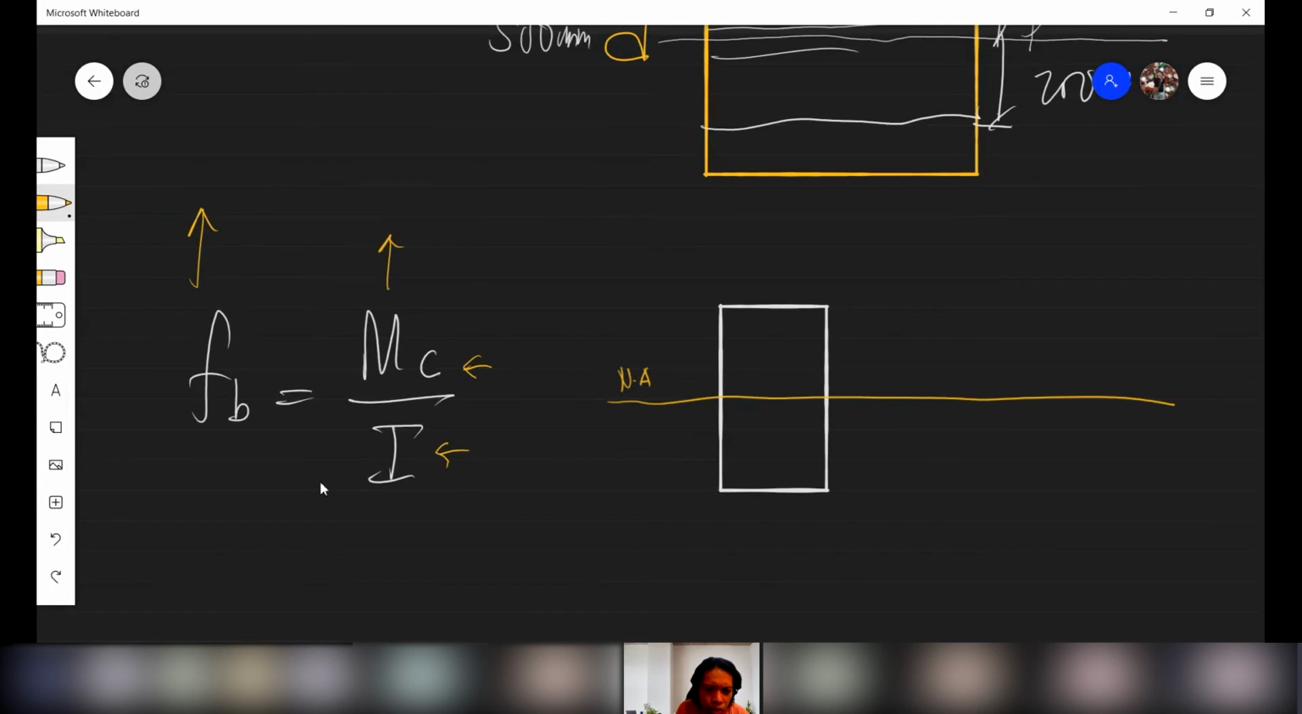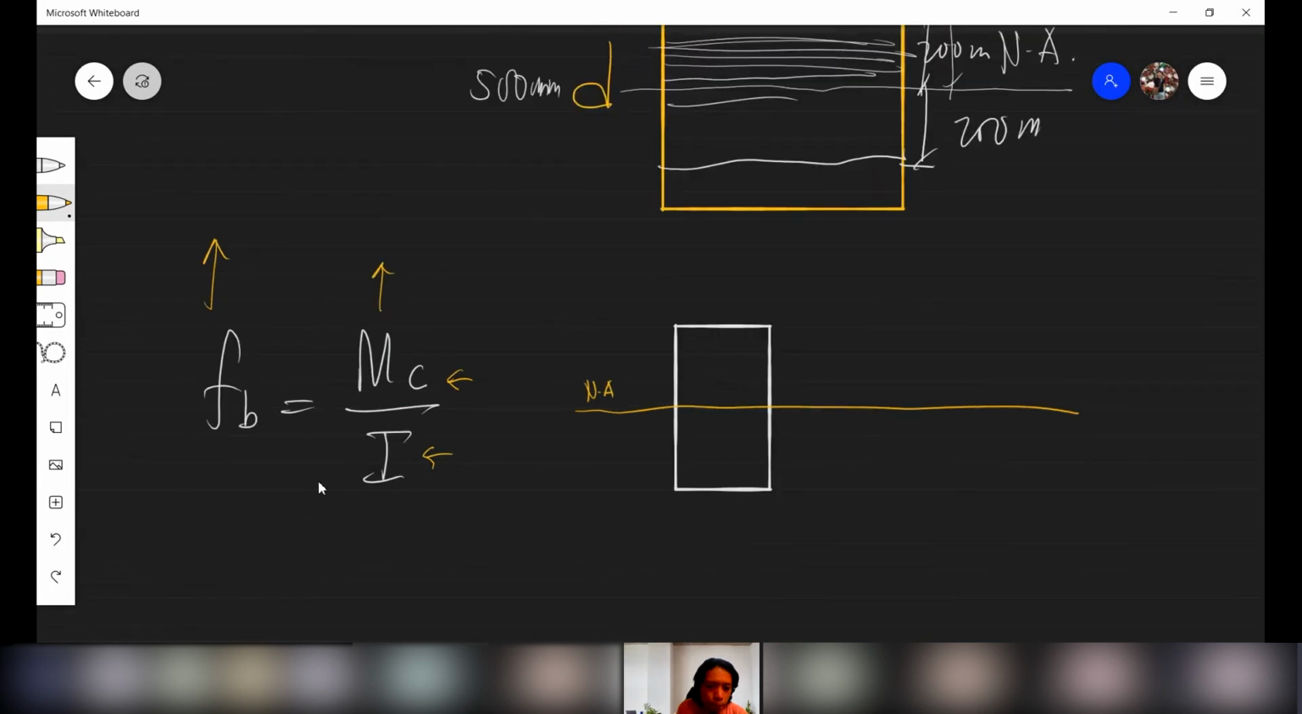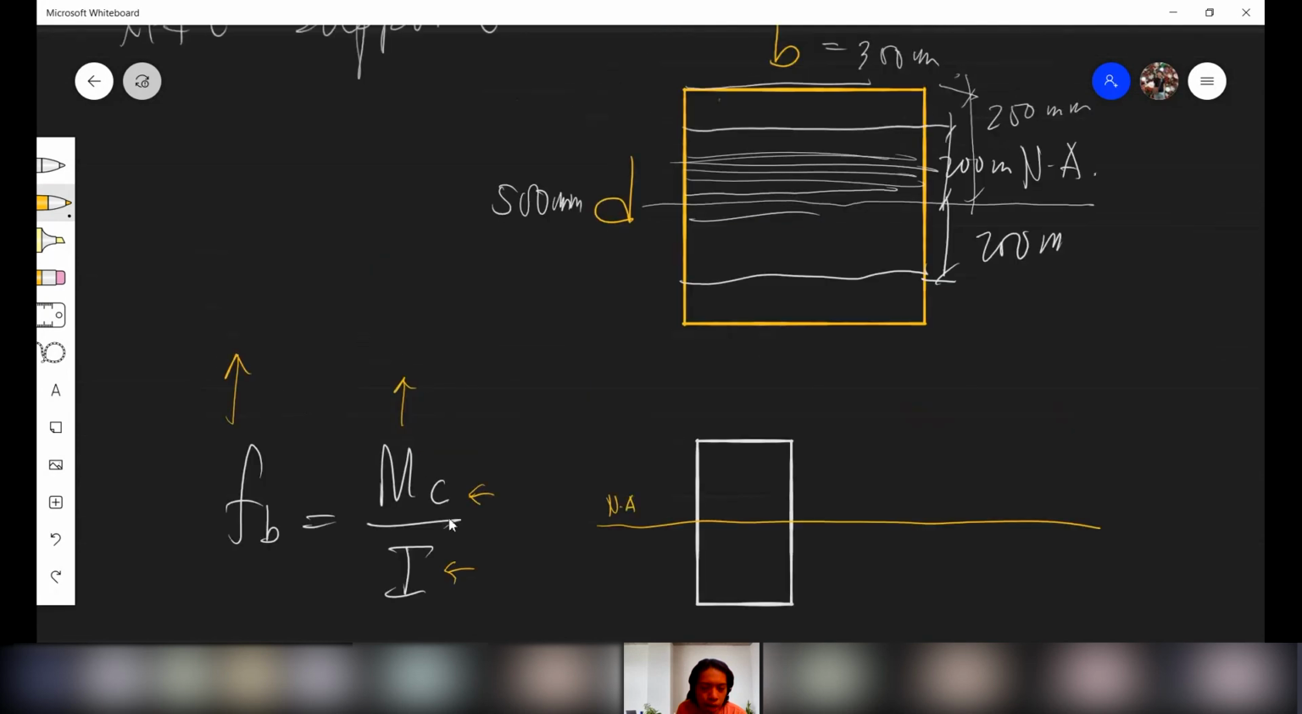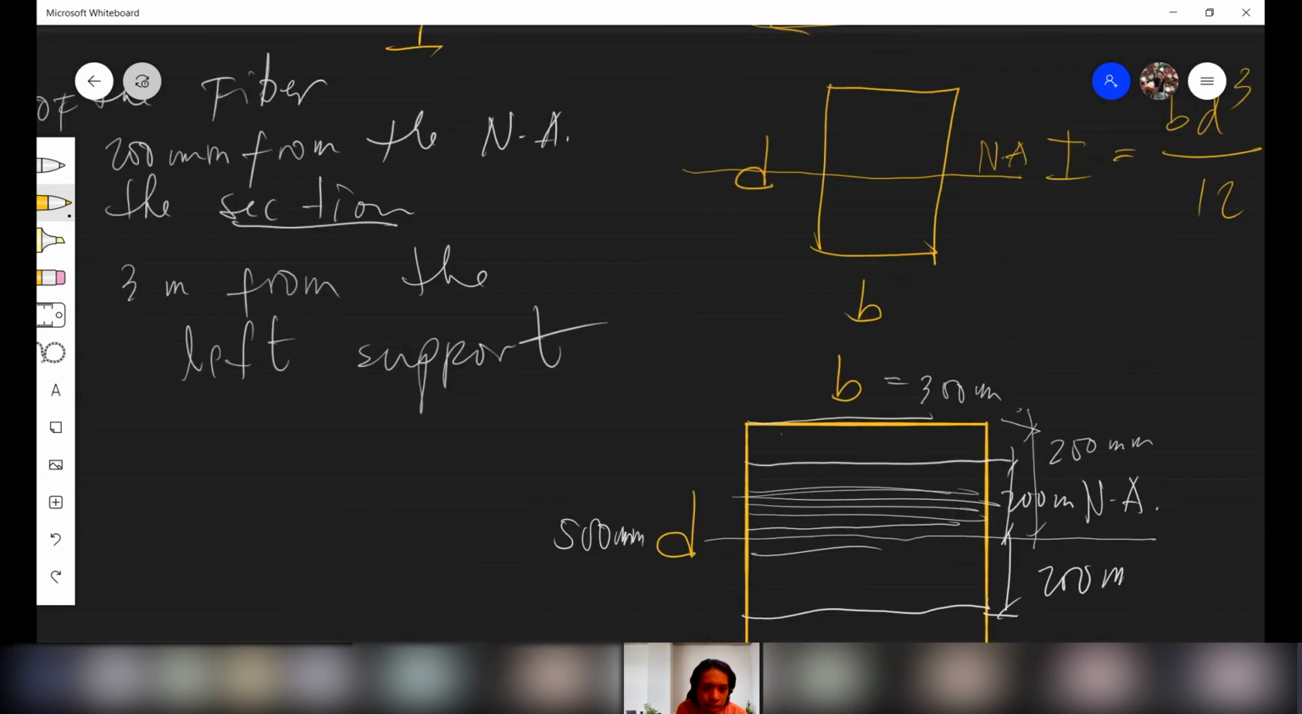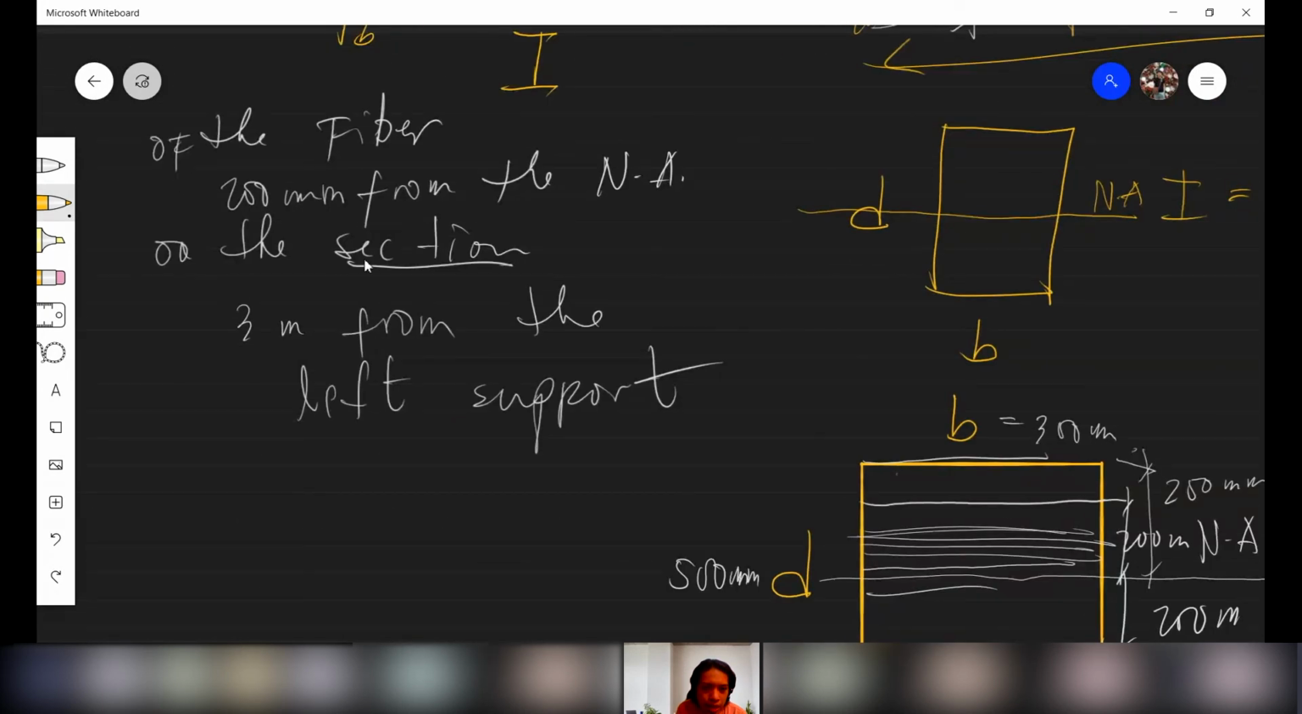So you have what you need. Okay, that is it. So you will know where the maximum moment is. That's why, when I said earlier that usually the problem specifies a section, say 3 meters from the left support.